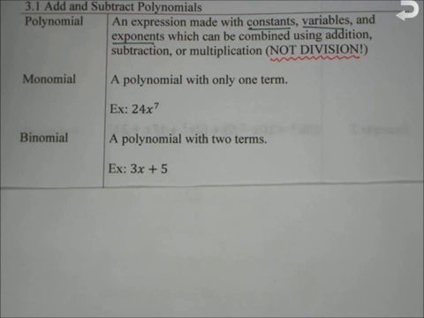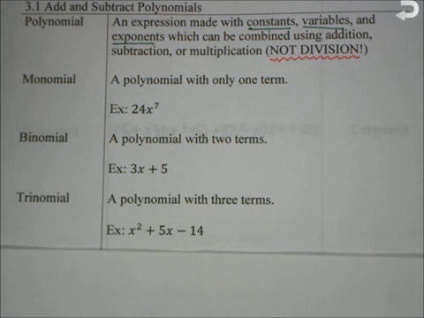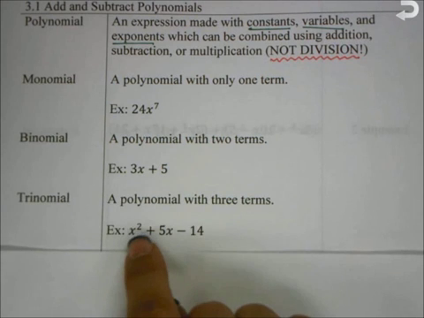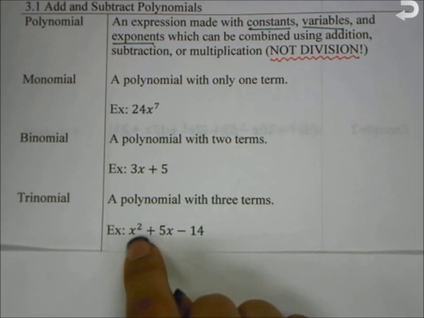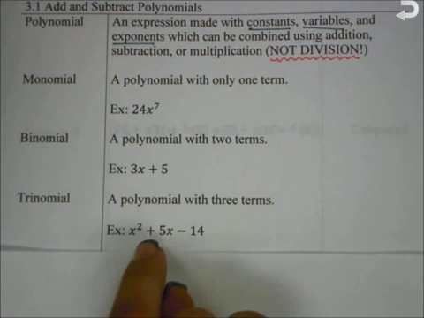What about when we have 3 terms? Trinomial. Which means we have 3 terms being added or subtracted. So an example of a trinomial: x squared plus 5x minus 14. There's 1, 2, 3 terms here.